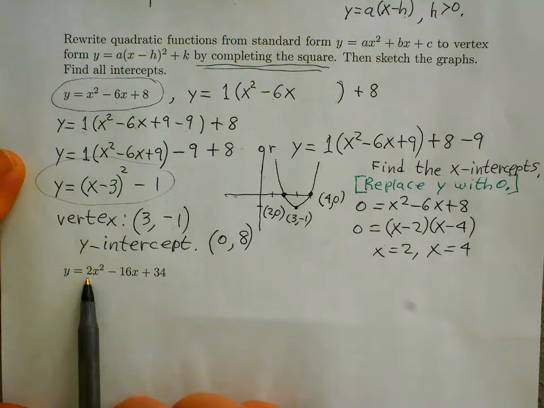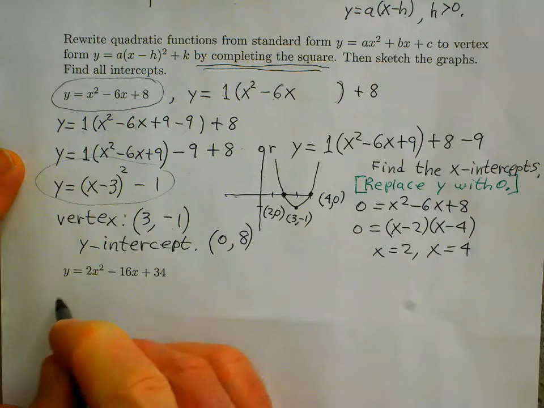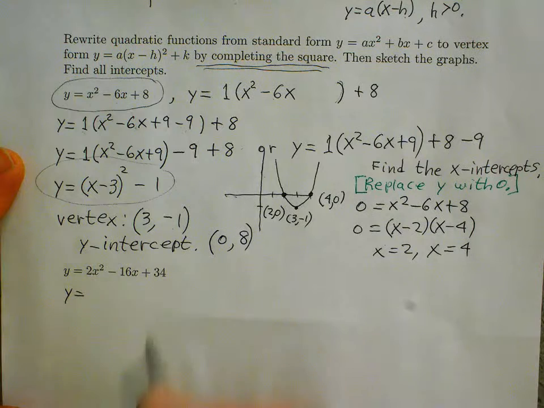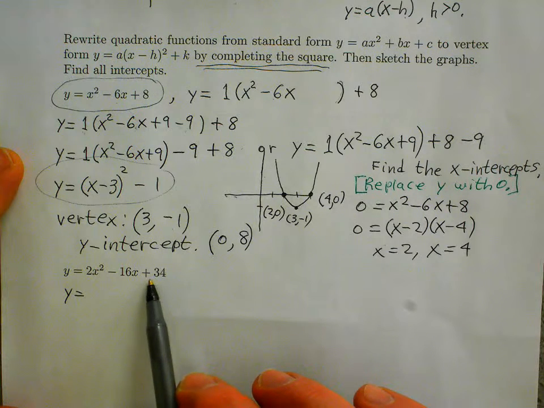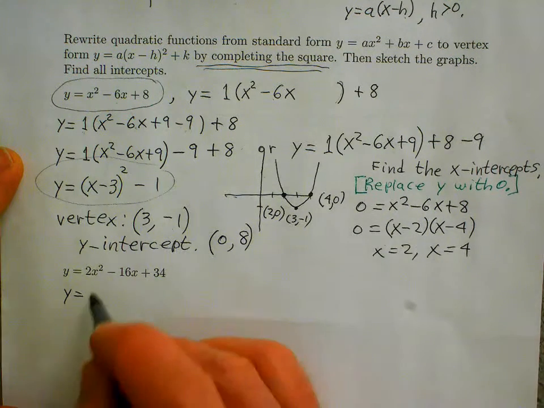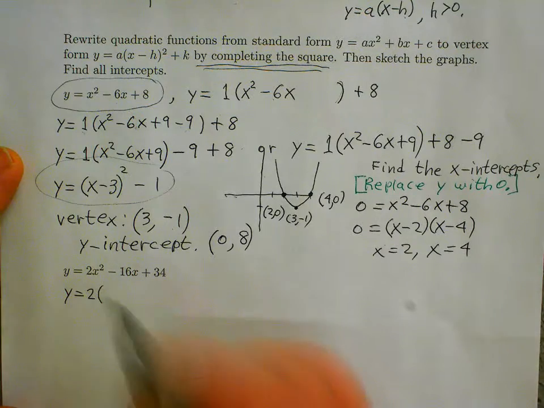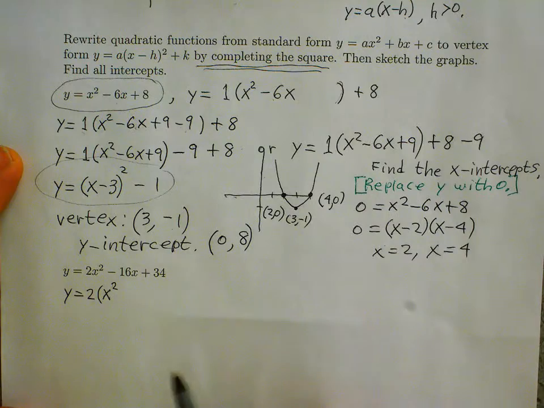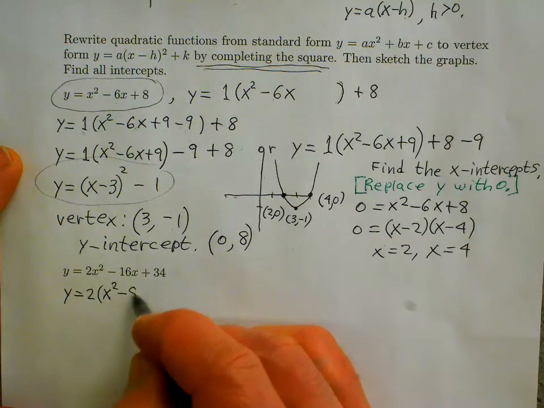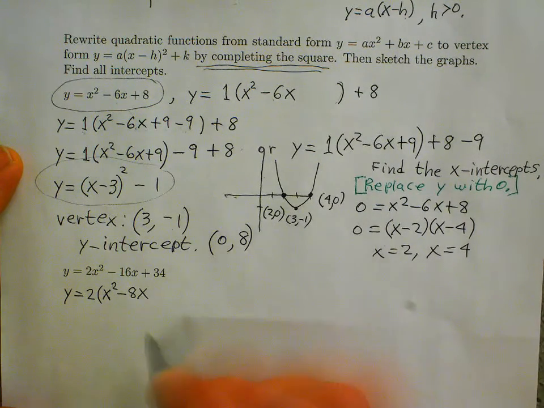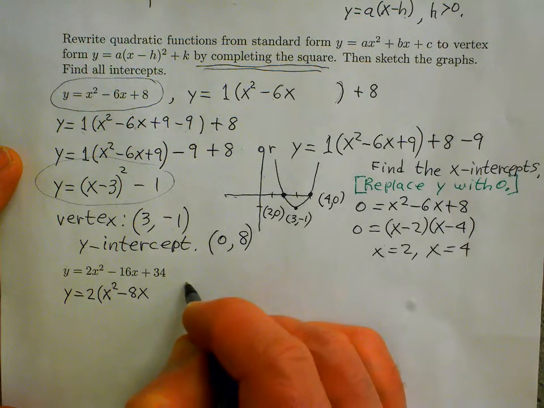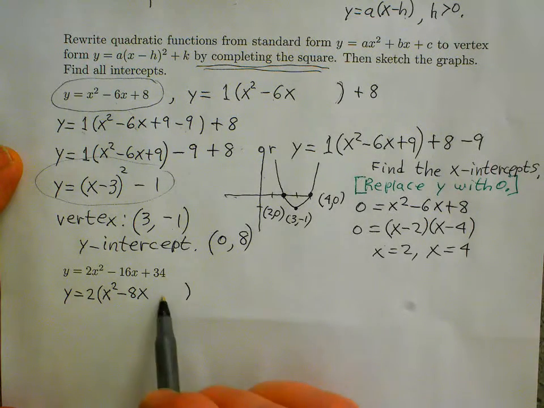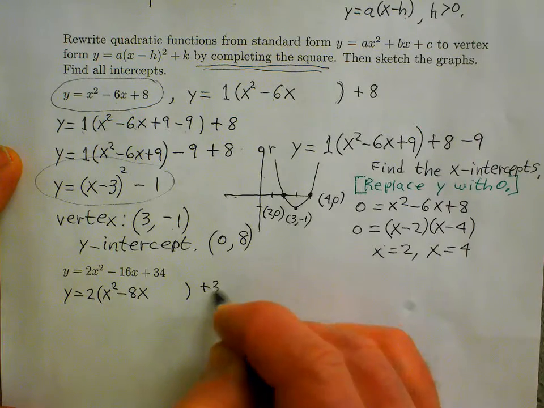So this time the leading coefficient is positive 2. So we factor 2 out of the x squared term and the x term, but leave the constant plus 34 on the outside. In other words, factor 2 out of the first two terms only. So we have 2 times the quantity x squared minus 8x. I'm going to leave some space for the adding 0 part, and then the plus 34 stays on the outside.